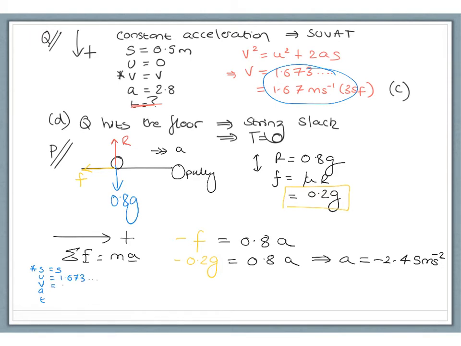V we know is 0 because we want to know how far P travels before it is brought to rest. Acceleration we've just worked out is minus 2.45, and T we do not know its value. So again, we're going to use V squared equals U squared plus 2AS. And from here we can work out that S is equal to 0.5714..., so 0.571 meters to 3 significant figures.